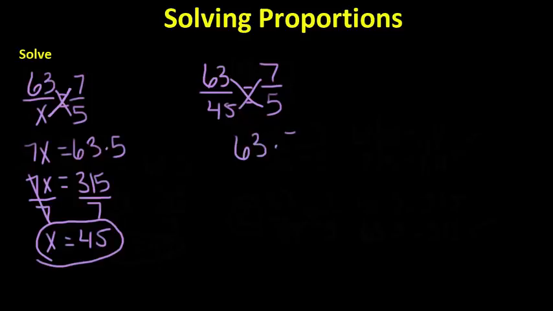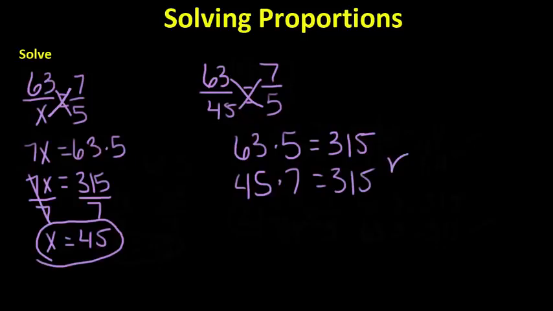63 times 5 is equal to 315, and 45 times 7 is equal to 315. That answer is correct. There's also a second way to do this.